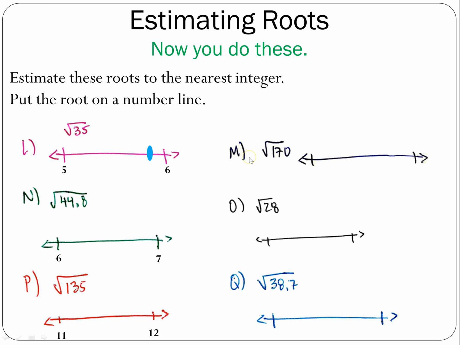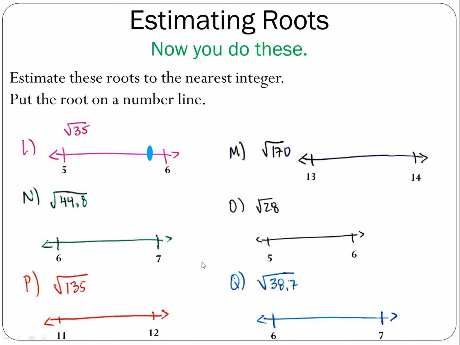Let's take a look at M. 170. Sounds like 13 and 14. 13 times 13 is 169, and 14 times 14 is 196. And remember, these numbers that I'm getting at the bottom are just the numbers in between, whose squares are on either side of the number that we're taking the square root of.